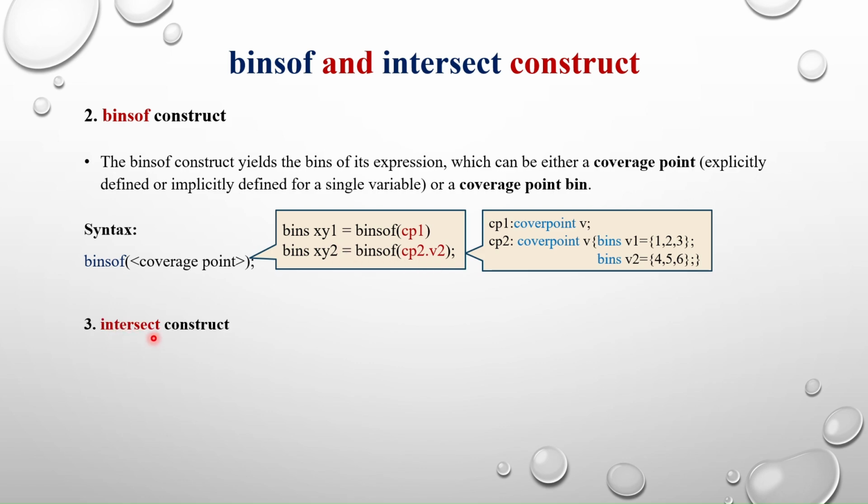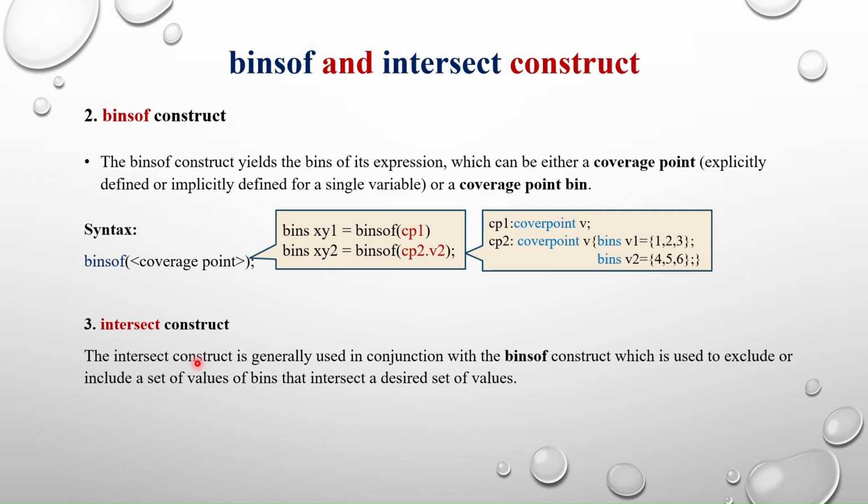And the third one is the intersect construct. The intersect construct is generally used in conjunction with the bins of construct, and is used to exclude or include a set of values of bins that intersect a desired set of values. So we usually use the intersect construct with the bins of construct. When you write the bins of construct, the intersect construct will include or exclude the set of values of bins that intersect a desired set of values. So if you see the syntax, it is bins of coverage point intersect range of values.